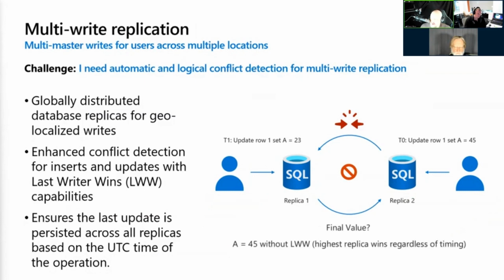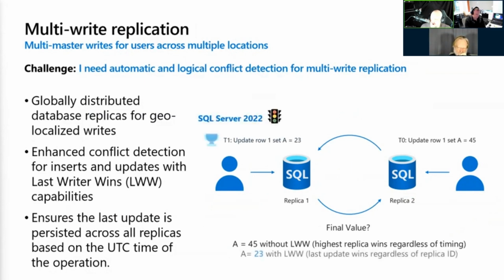What's the final value? Well, prior to SQL Server 2022, the update from replica 2 would always win, as its ID is the highest. Now, in SQL Server 2022, with last writer wins, the update from replica 1 made at time T1 is persisted as this is the most recent update. So now we've better control over this behavior, delivering better outcomes, especially in frequently used peer-to-peer deployments.